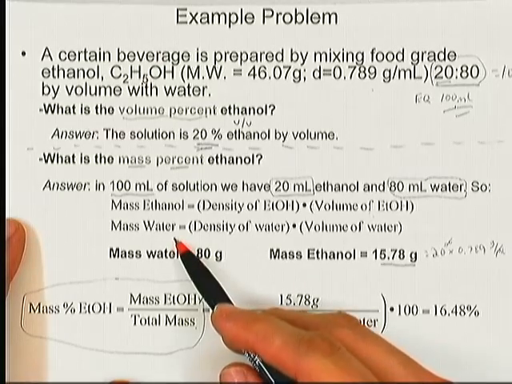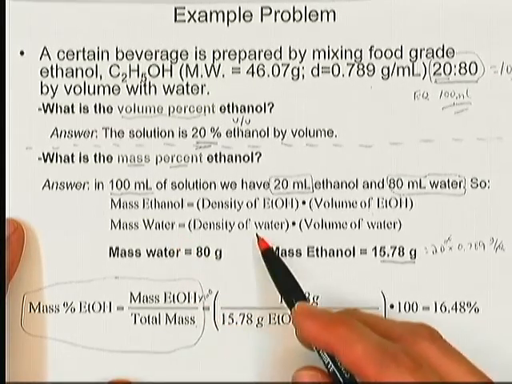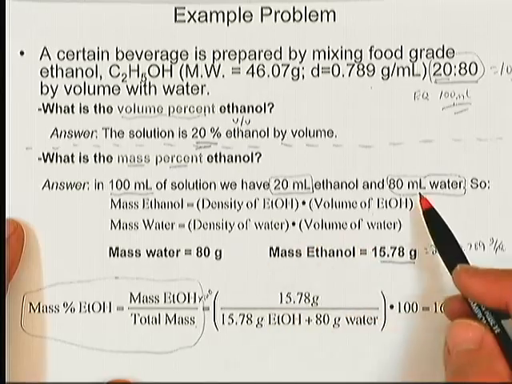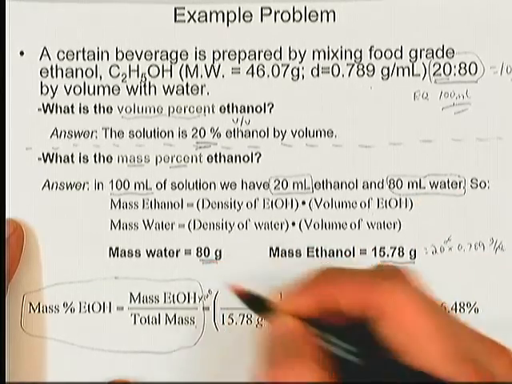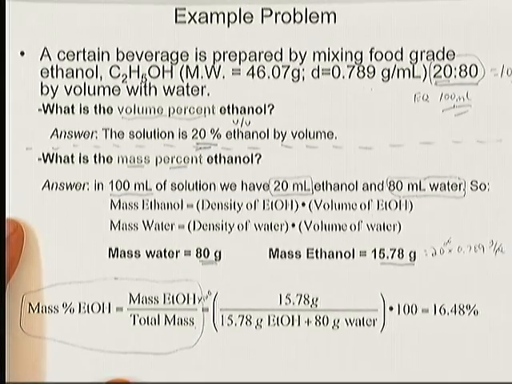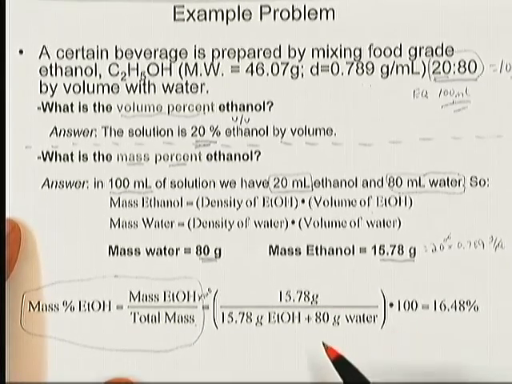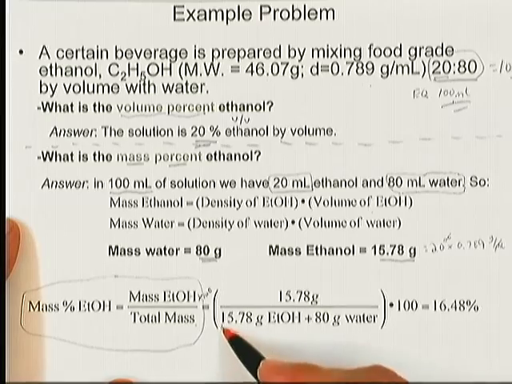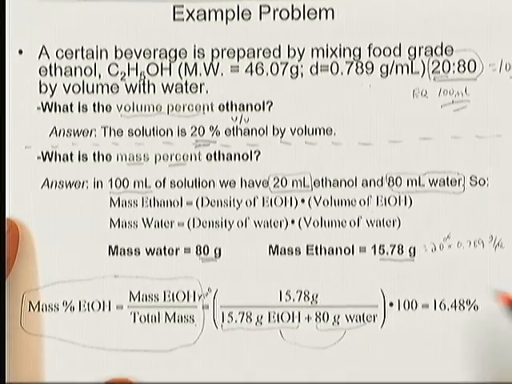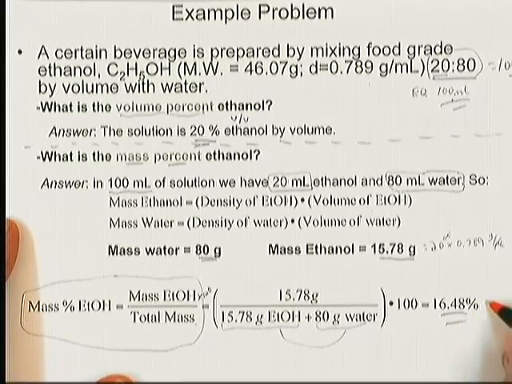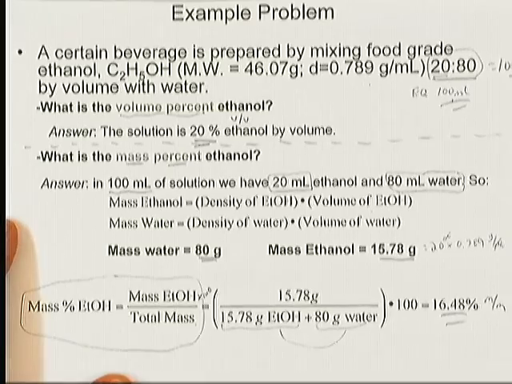Similarly, we can figure out how much water we had in grams because we can multiply the density of water times the volume. We know that we had 80 mL of water. We're going to assume the density is 1 gram per milliliter. So we have 80 grams of water. As a consequence of this, we can now figure out the total mass by adding the ethanol mass plus the water mass. Multiply by 100, we have 16.48% by mass ethanol.